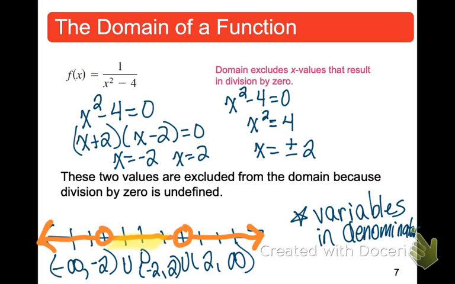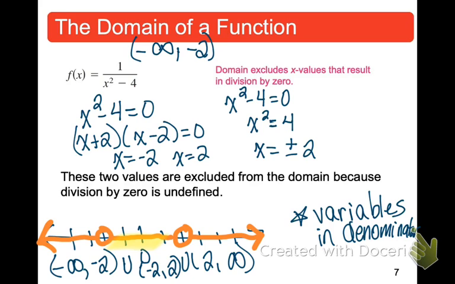Now, I'm going to write that at the top again because I see lots of people straining to see that, okay? So I'm going to write that again at the top. So I start at negative infinity, and I go all the way to negative 2. Negative 2 is not included, so that's why I have the parentheses.